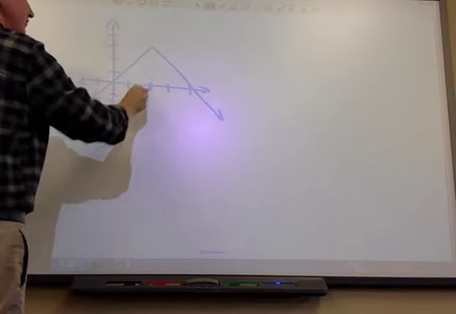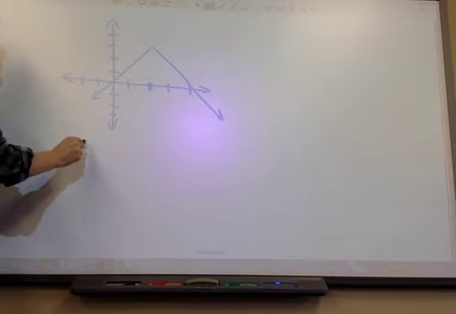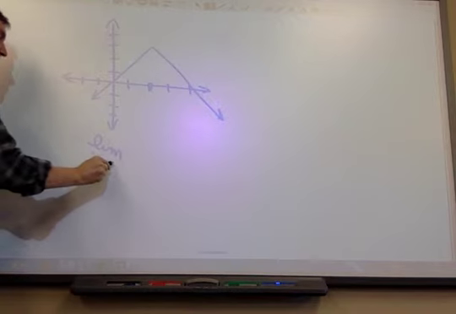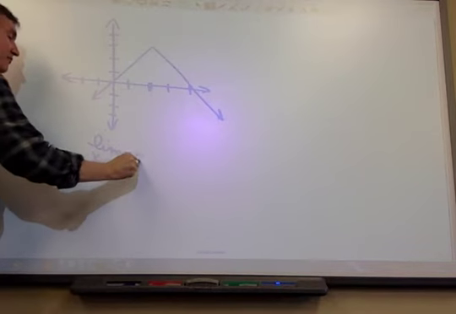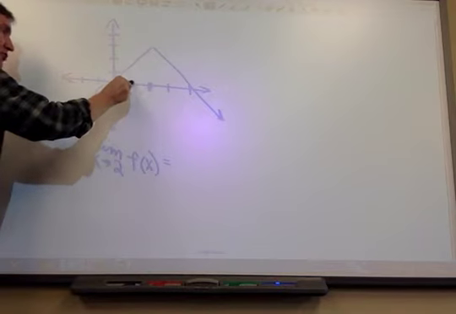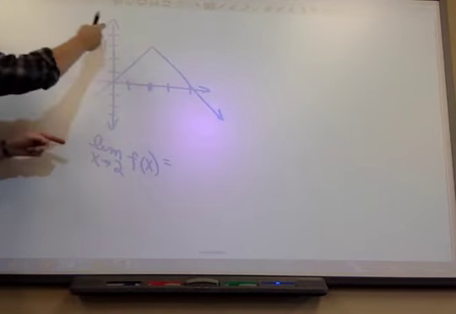See here. What if I asked you, what is the limit as x approaches 2 of f of x? This is what I want. As the x values get closer and closer to 2 from either side, where does the y go?